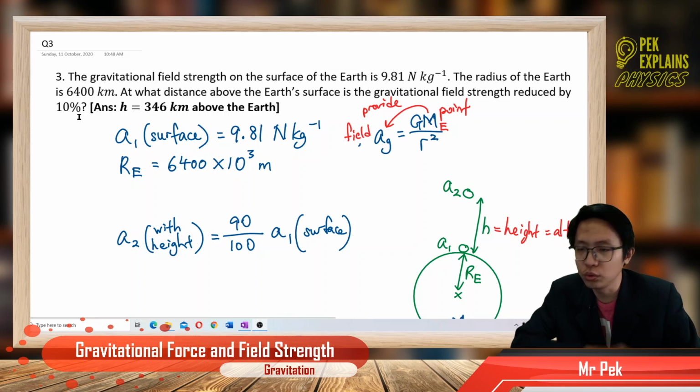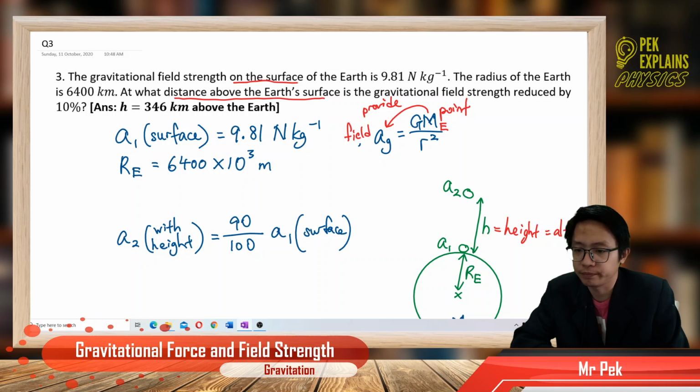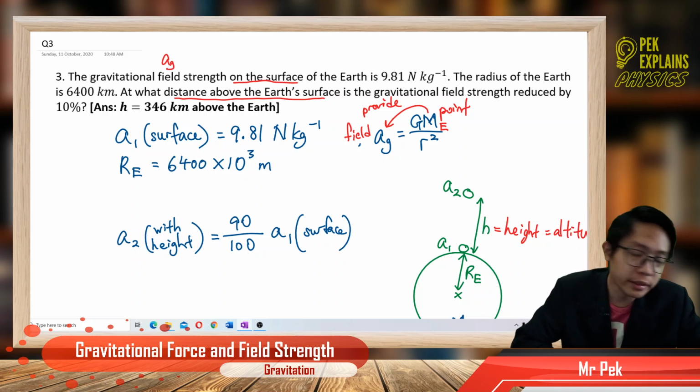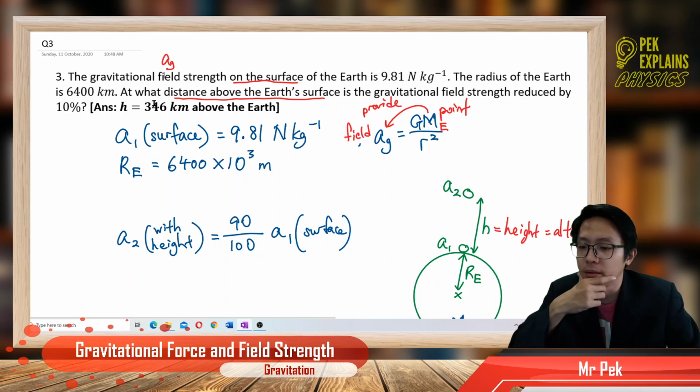Okay, seems like we have two locations. First one is on the surface, and another one is a certain distance above the Earth's surface. And it is talking about gravitational field strength, AG. Now, field strength on the surface and distance above the Earth's surface, and he's trying to compare between these two gravitational field strengths. The second one is 10% less, reduced by 10%.